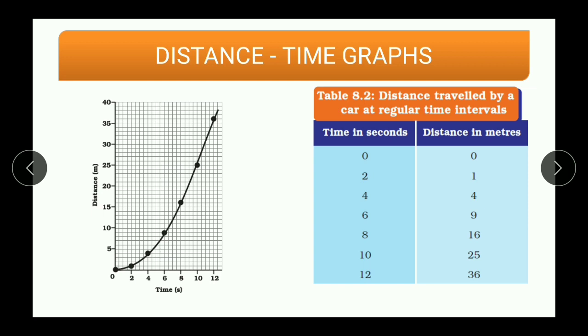Why curved line? Because here distance is not being covered in same amount, in same quantity in given interval of time. It is changing. So this is not a uniform motion. It is otherwise. It is a non-uniform motion.